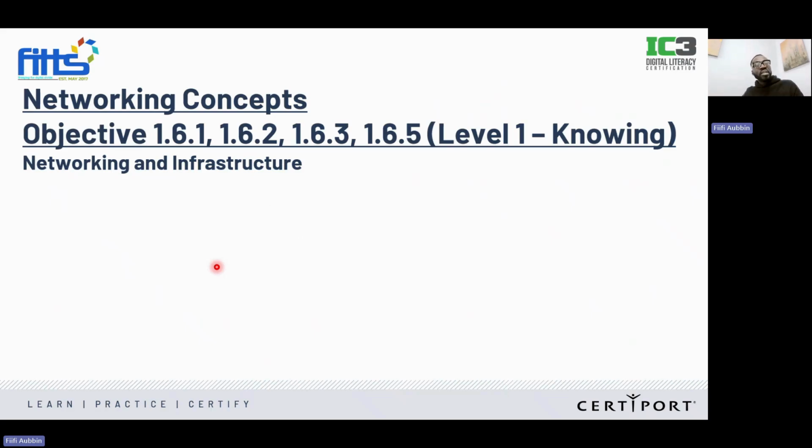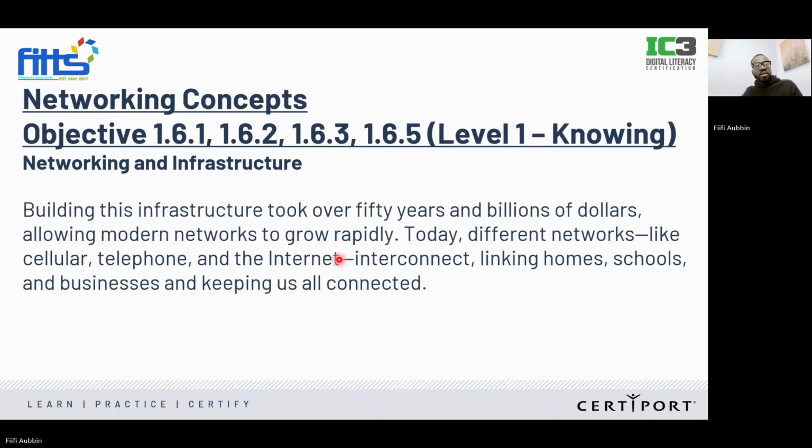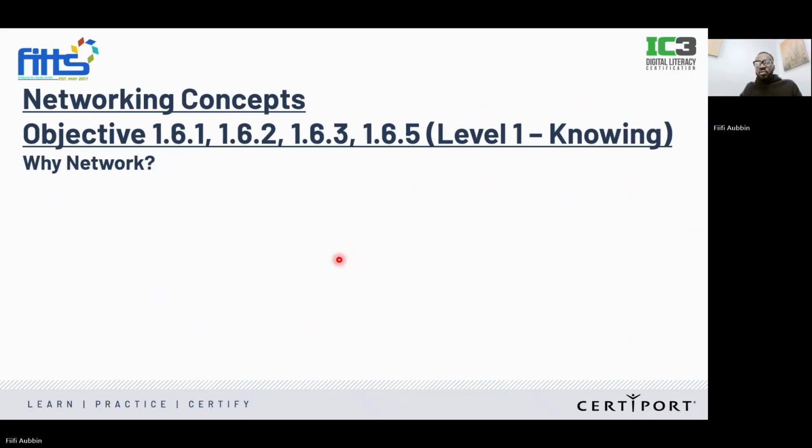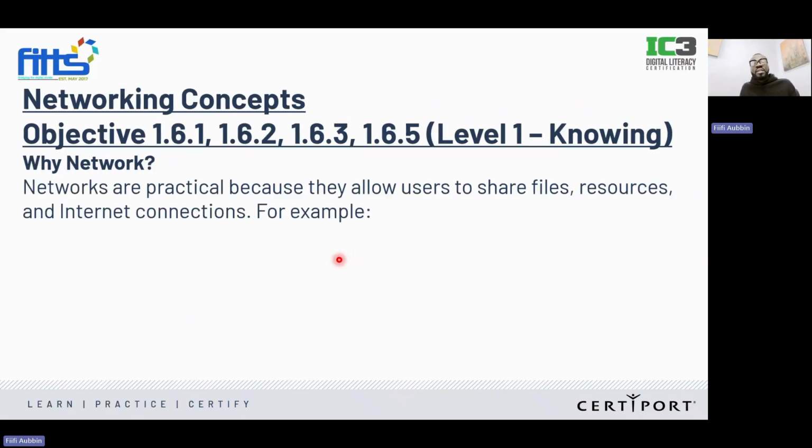So let's look at networking and infrastructure. Building this infrastructure took over 50 years and billions of dollars. So if you're enjoying a network and streaming and all of that, people had to put in the work, allowing modern networks to grow rapidly. Today, different networks like cellular, telephone, and the internet interconnect, linking homes, schools, and businesses and keeping us all connected. But why do we need to have networks?